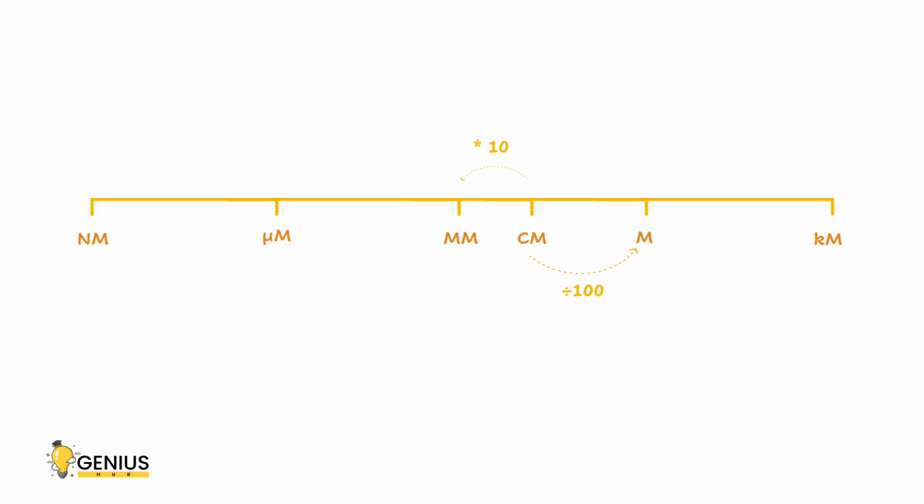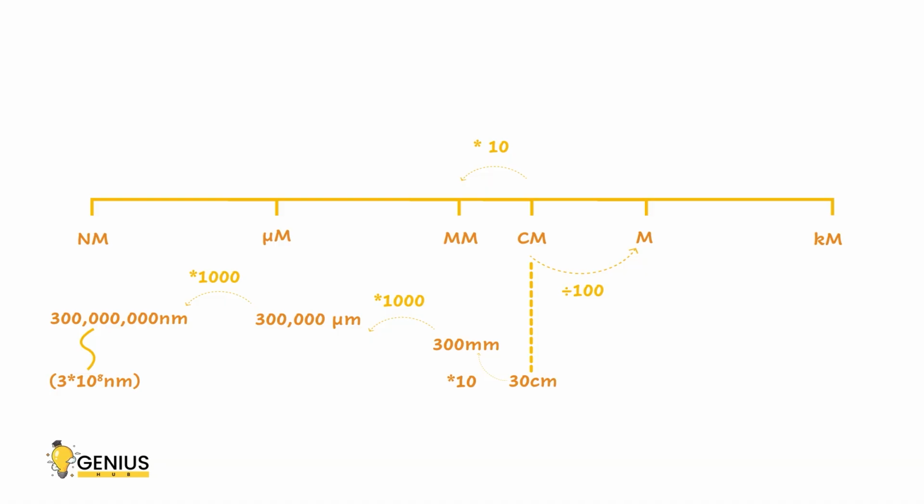For example, converting 30 centimeters to nanometers. First, multiply 30 by 10 to get 300 millimeters. Then multiply by 1,000 to obtain 300,000 micrometers. Finally, multiply by 1,000 again, yielding 300 million nanometers, or 3 times 10 to the power of 8 nm.